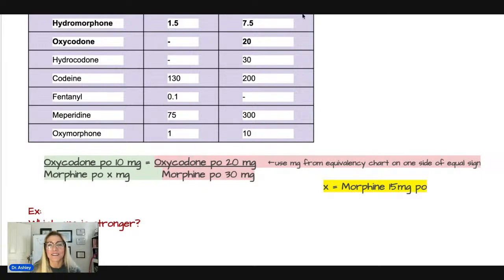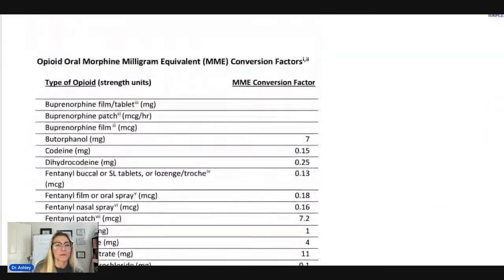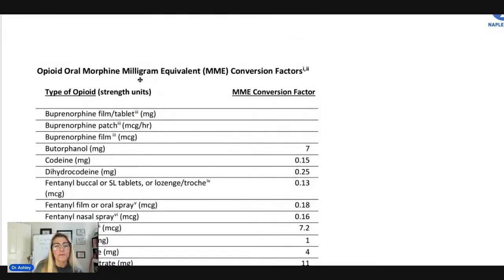Any questions on that one, guys? Okay, MME, I'm seeing some questions coming in. MME stands for morphine milligram equivalence. It's a conversion factor. They're going to give it to you. Since more people are joining now, I'll just go through it again, all right?